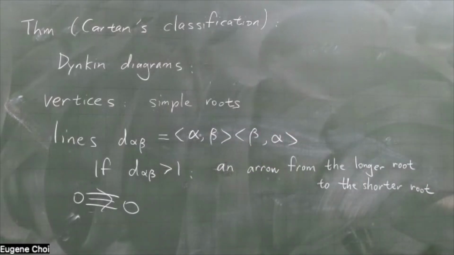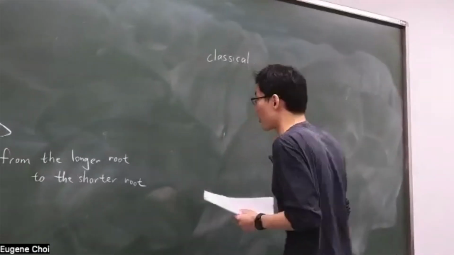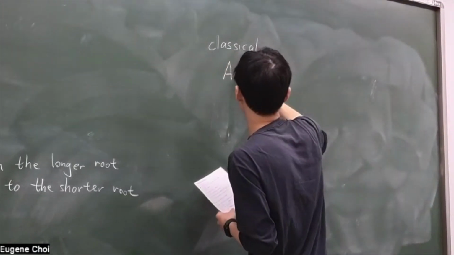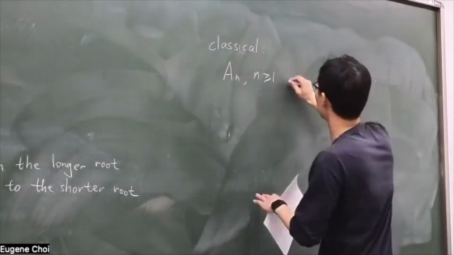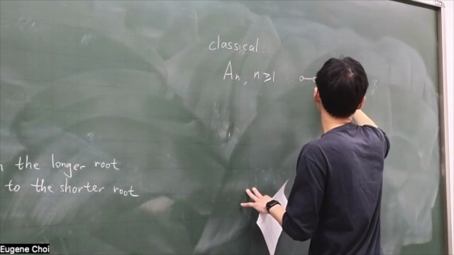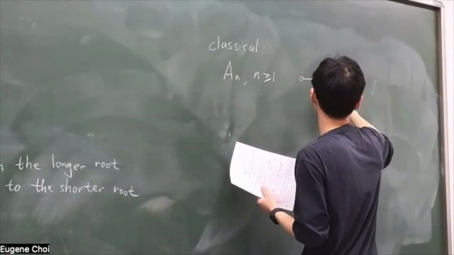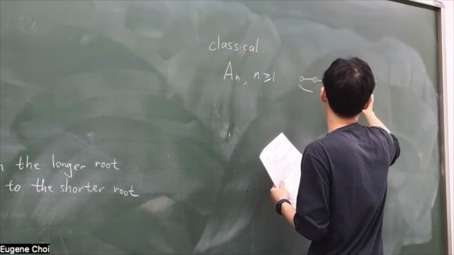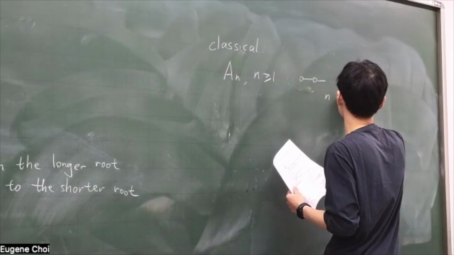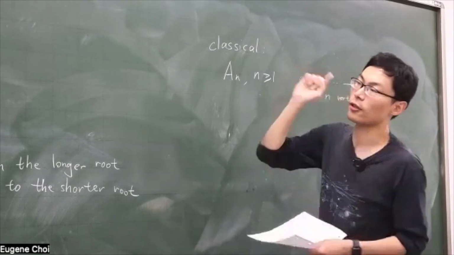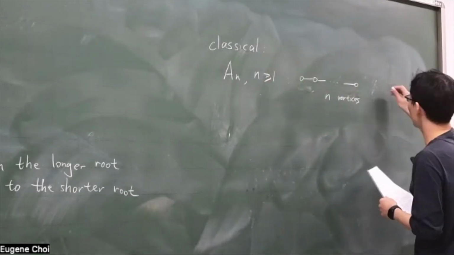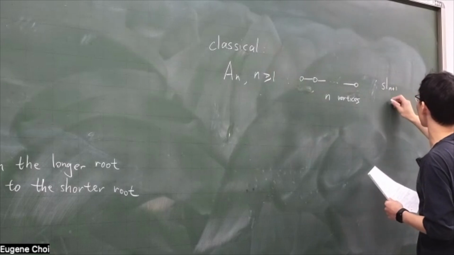So the list now of all the simple Lie algebras, and of course complex simple Lie algebras: there are 4 infinite families which are called classical. One is denoted by A_n with n greater than or equal to 1. That's the Dynkin diagram with n vertices, and this is the Cartan matrix over there. In fact, this is SL n plus 1, namely all the traceless matrices.